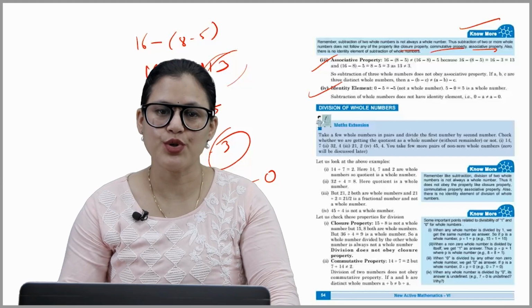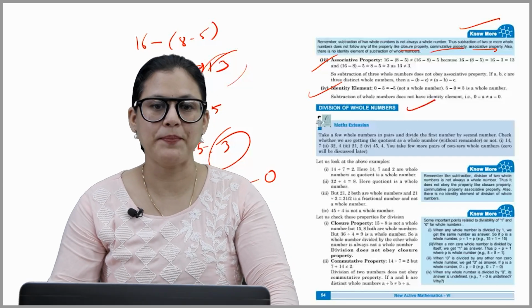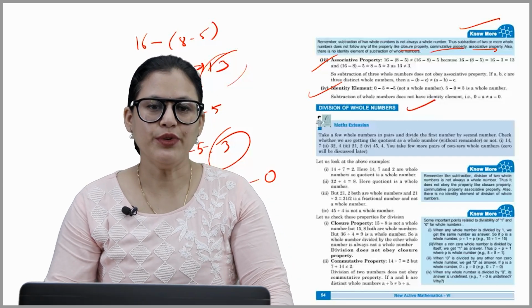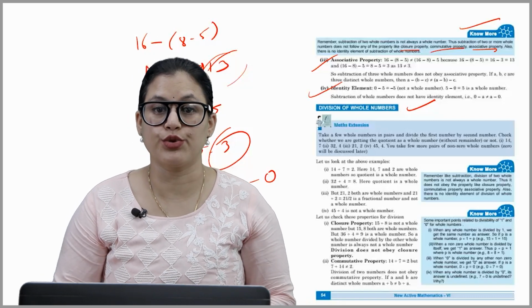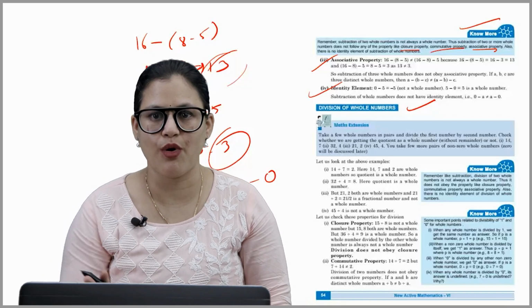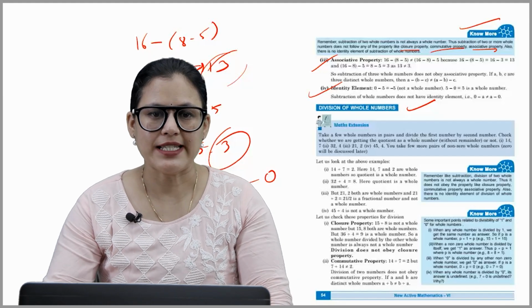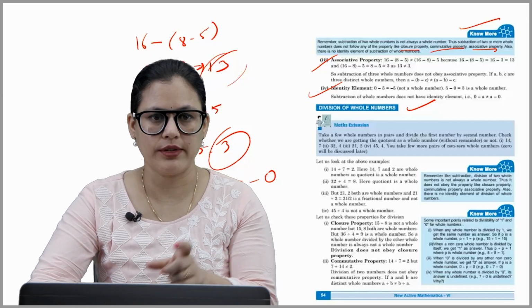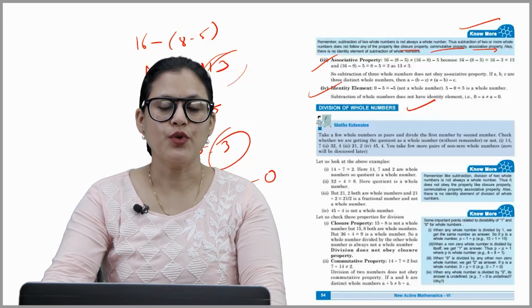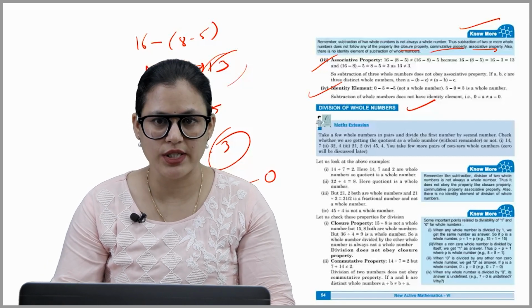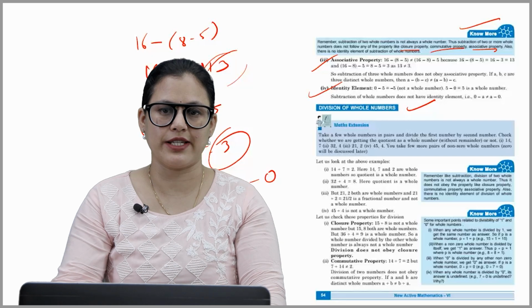Okay, now division of whole numbers. Maths extension. Take a few whole numbers in pairs and divide the first number by the second number. Check whether we are getting the quotient as a whole number without remainder or not. 14, 7 and 32, 4, 21 and 2, 45 and 4, these are the pairs which you have to divide. You can take a few more pairs of non-zero whole numbers. 0 will be discussed later.